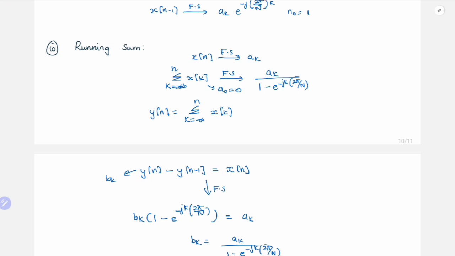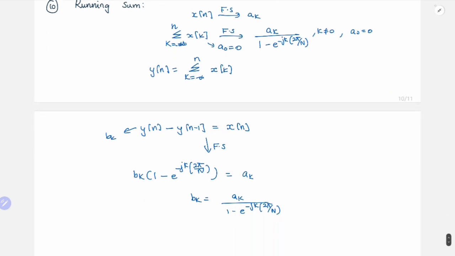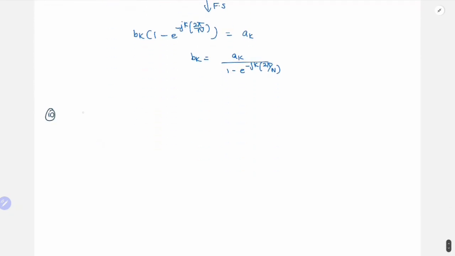And if you look at k equal to 0, the denominator is going to go to 0 itself. So you should also mention this is for k not equal to 0, with a0 equal to 0. Otherwise the spectral component at 0 will be infinite. So next we have Parseval's relation.